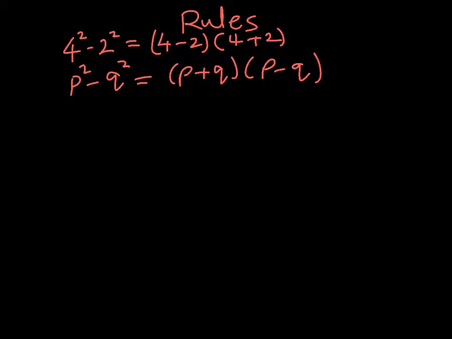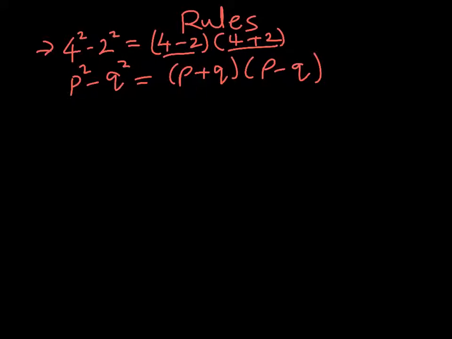Okay, you want to try that to see whether that's really true. Yes. What is 4 squared? 4 squared is 16. What is 2 squared? 2 squared is 4. So 16 minus 4, that will give us 12. So let's see whether this rule is really true. So 4 minus 2 gives us what? 2. And then 4 plus 2 gives us 6. So 6 times 2 gives us 12. So we see that 4 squared minus 2 squared is equal to 4 minus 2 into 4 plus 2.